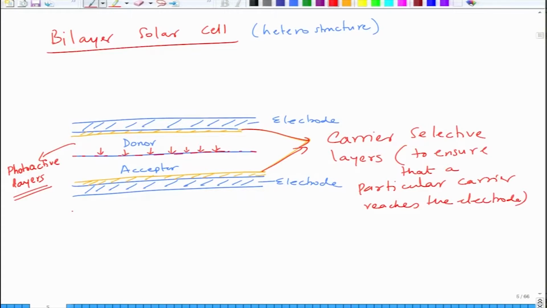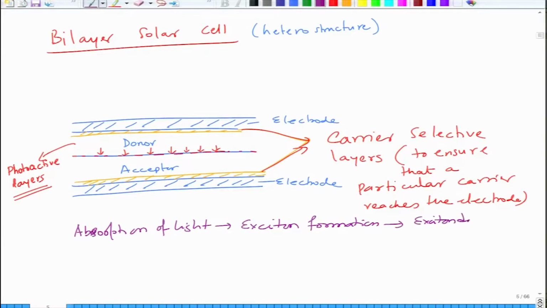So what you will have is, first, absorption of light, then you have exciton formation, then we have exciton diffusion to the junction, and then we have exciton dissociation, which happens because of differences in the energy levels of donor and acceptor.